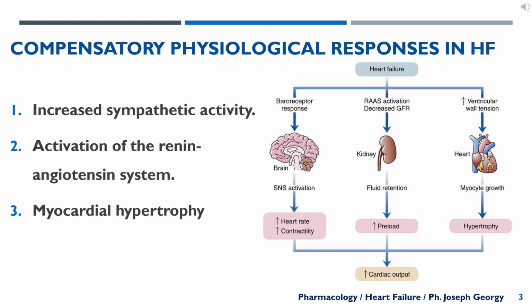The third response is the myocardial hypertrophy, which is one of the results of the increased ventricular wall tension. So here we will have myocyte growth and we will have this hypertrophy. The increased heart rate and contractility with the increased preload and hypertrophy, all of these things will participate in the increasing of cardiac output.